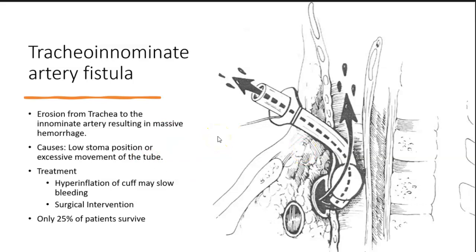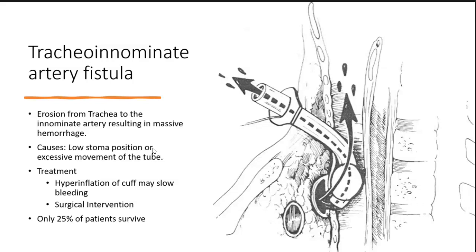These tracheo-innominate artery fistulas happen where the trachea erodes the innominate artery. You saw that in the video about tracheomalacia. It kind of showed you where that artery is. That artery comes directly off of the aorta, so if you create a hole in it, that's going to result in massive hemorrhage. I have never seen this in the clinical setting, luckily, because only 25% of patients survive this. It's tons and tons of bleeding, not very survivable.